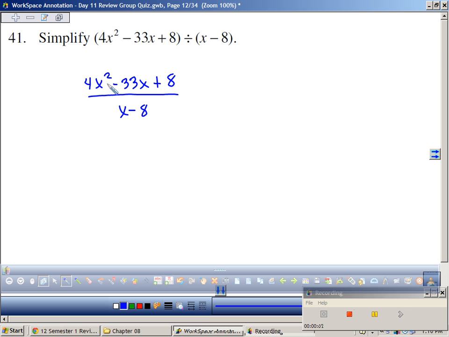It's a quadratic. Wouldn't you try and do the easiest thing you can do, which is factor it? I'm going to factor it right now. This is 4x and x.